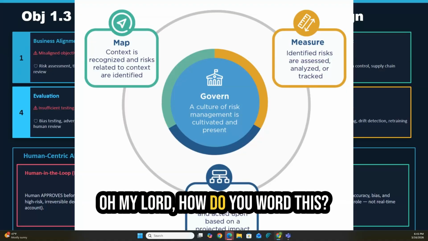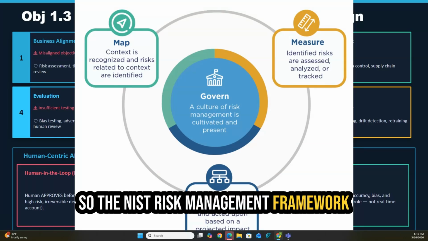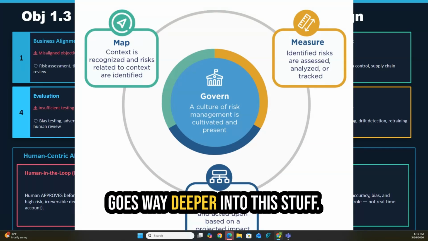Oh my Lord, how do you word this? So the NIST, this is crazy. So the NIST risk management framework goes way deeper into this stuff.